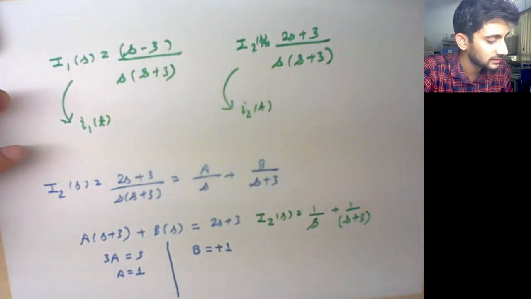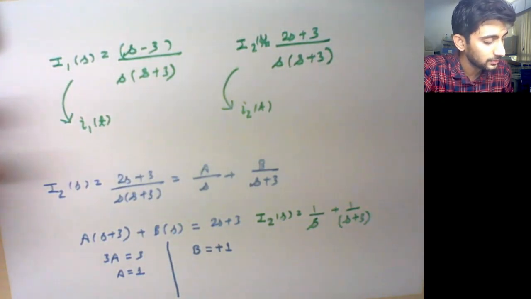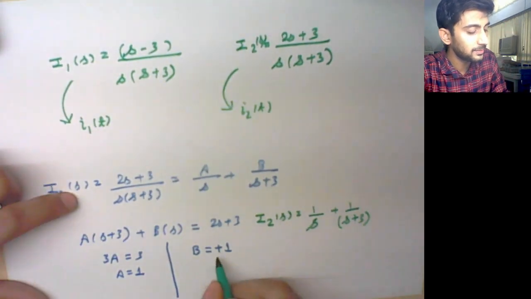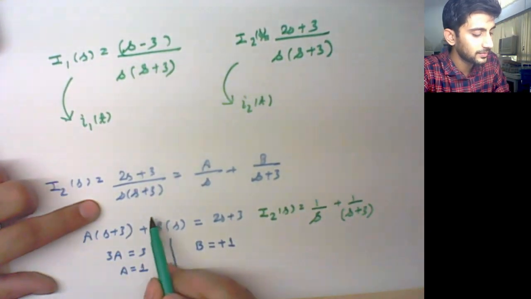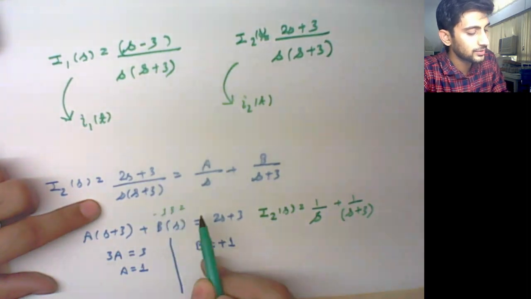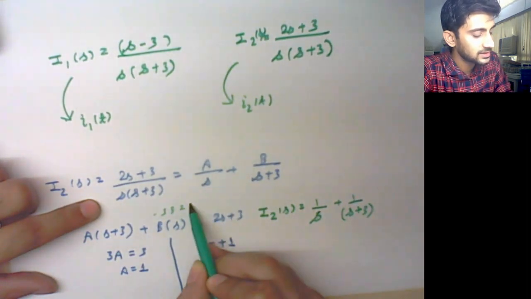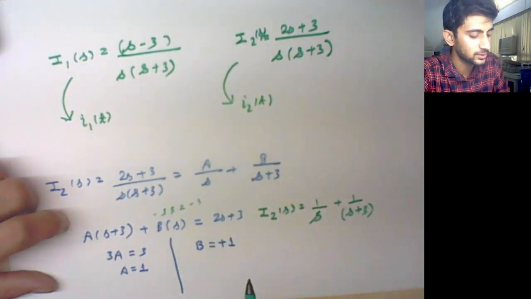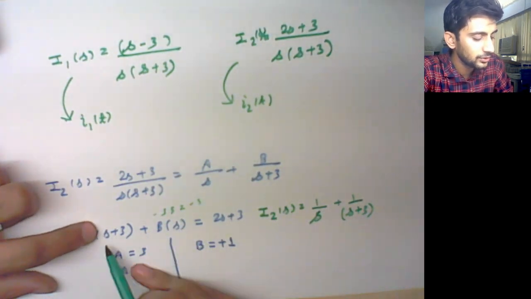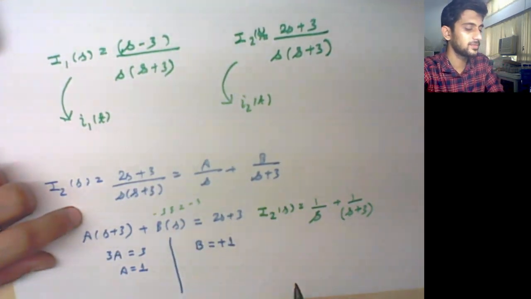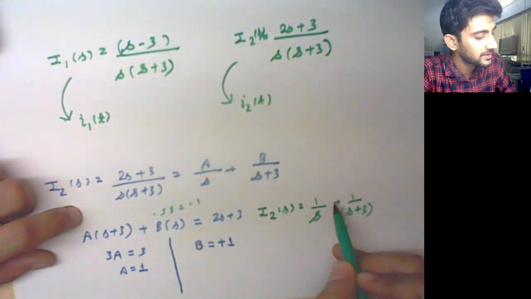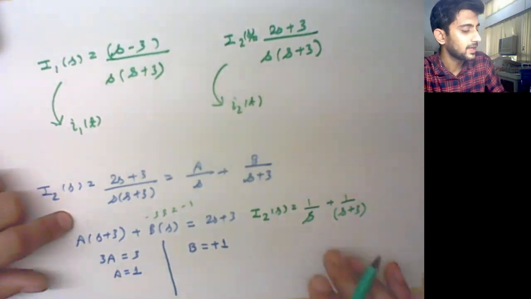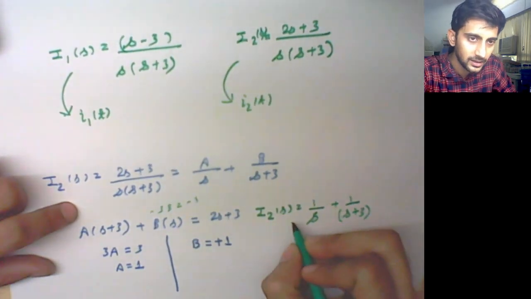Let me just check whether it is fine or not. Let me check again whether B would be plus 1. Putting S equals minus 3, it would become minus 3B equals minus 6 plus 3, which is minus 3. So B equals plus 1. Putting S equals 0, you would get 3 by 3, which is fine. Yeah, so we are on the right track. We got it right: S plus 3 plus S is 2S plus 3. Fine. So your I2 in terms of S is this.